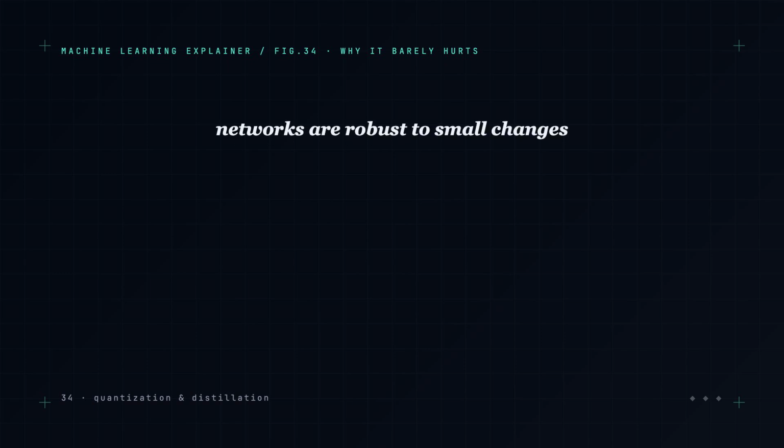Why doesn't this wreck the model? Because neural networks are remarkably robust to small perturbations. A weight of 0.7341 rounded to 0.73 changes almost nothing. And across the whole network, the tiny errors mostly wash out. With careful quantization, an 8-bit model can perform nearly identically to the 32-bit original at a quarter of the size.